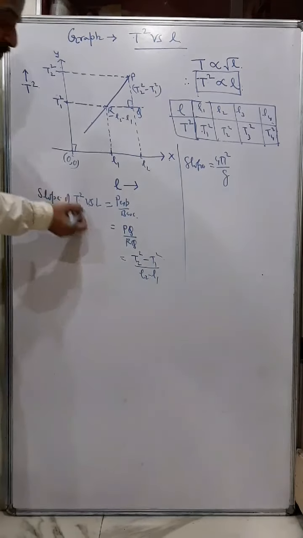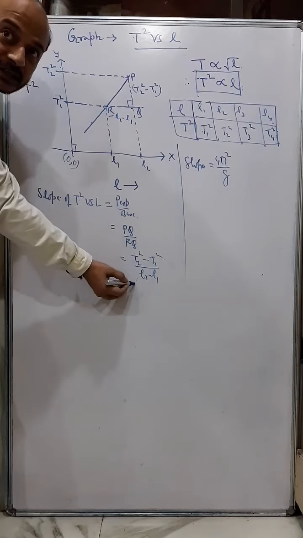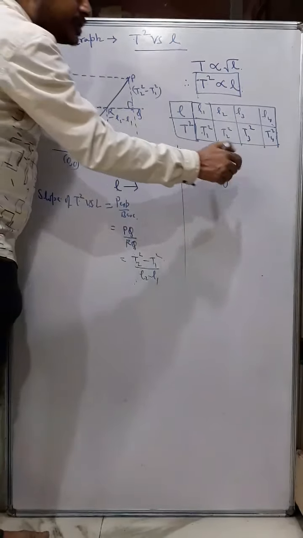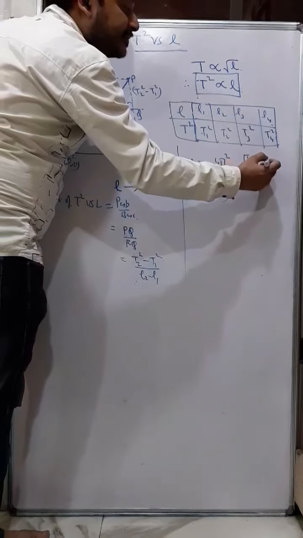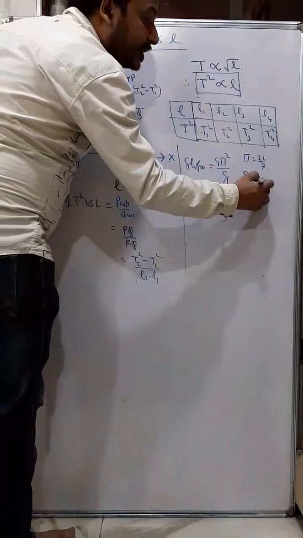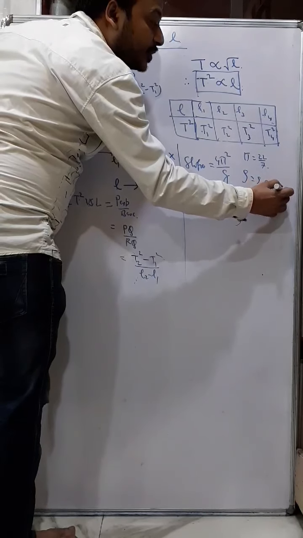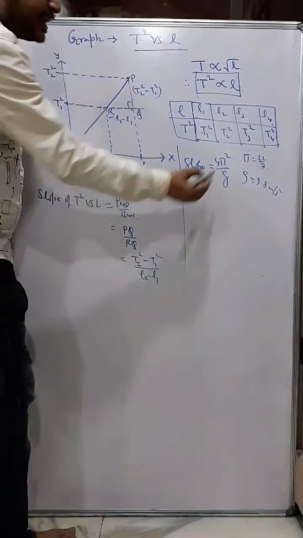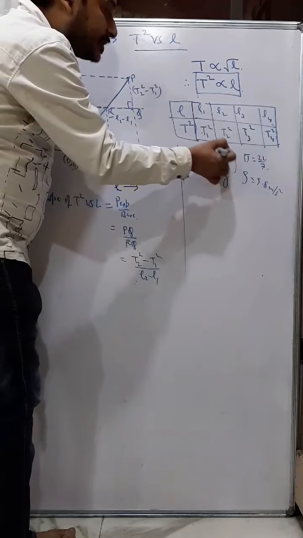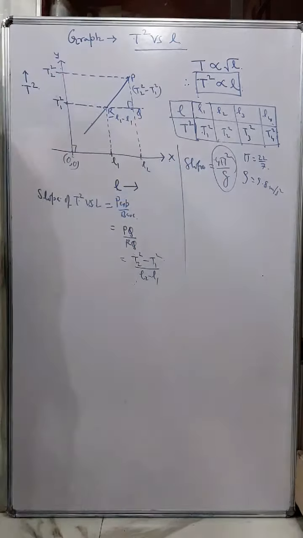So whatever value I get by dividing this will be equal to this value, because this is also constant. Pi is equal to 22 by 7 or 3.142, and g is equal to 9.8 meter per second square, or approximately 10. So pi means this value, g means this value, and this is 4. So always the value will be constant for any type of pendulum.